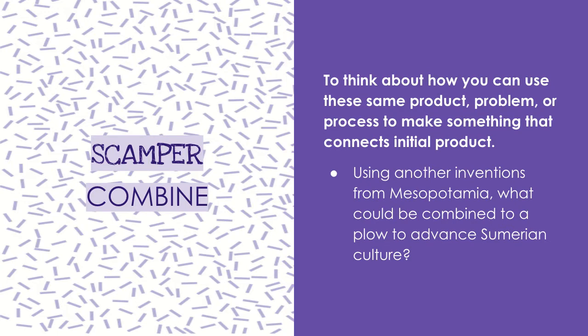Combine is to think about how you can use the same product, problem, or process to make something connecting to the initial product. So using another invention from Mesopotamia, what could be combined with a plow to advance Sumerian culture?